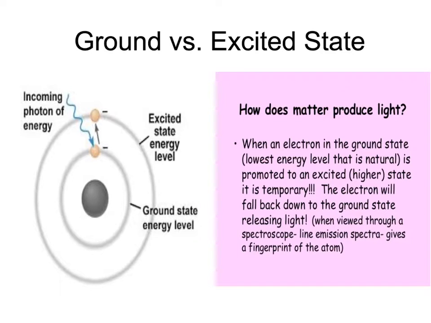So here is a little description of the ground versus the excited state. Here's your incoming photon. It has to be a photon at a specific wavelength for that atom. Not any one will work. It will excite it up to the excited state, and here again is the inner ground or natural state.